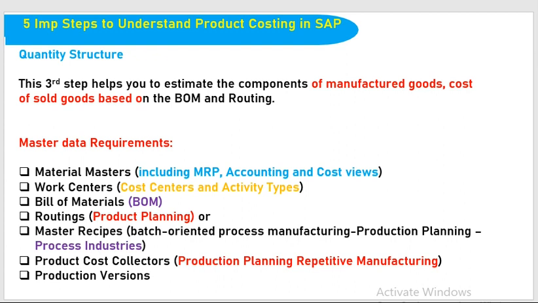This is for batch-oriented process manufacturing. This concept will be applicable to batch-oriented process manufacturing and production planning, and for process industries. Then product cost collectors, which are for production planning and repetitive manufacturing, and product versions. These are all prerequisites that we need to learn in quantity structure.